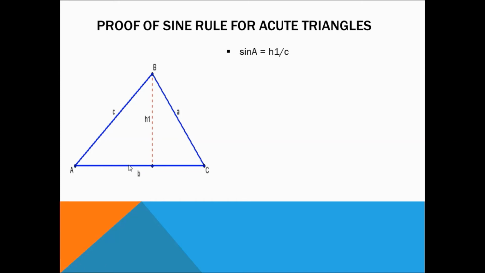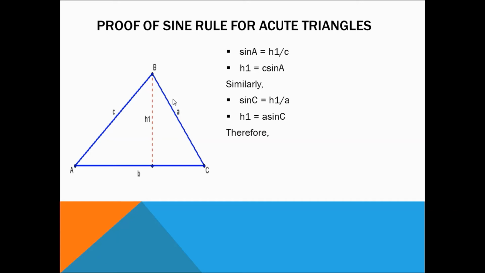We can agree from the SOHCAHTOA rules that sine A equals h1 over c, right? Opposite over hypotenuse is our c value there. So with a little rearrangement, h1 equals c sine A. Similarly, you can do that for this triangle here. Sine C equals h1 opposite over hypotenuse, which for this triangle is our a value. And then we rearrange, h1 equals a sine C.